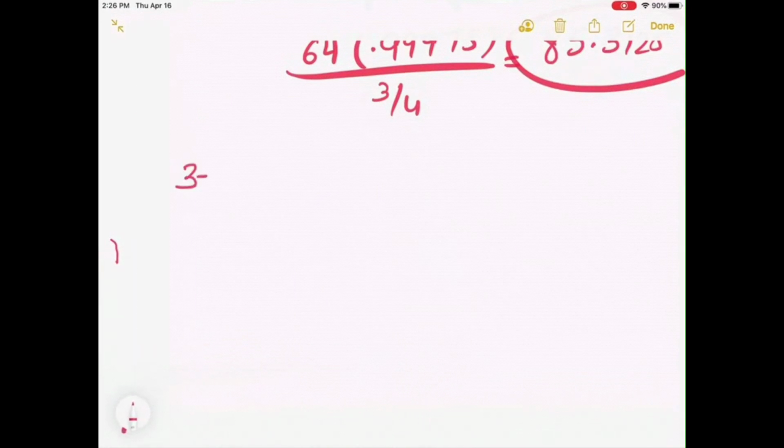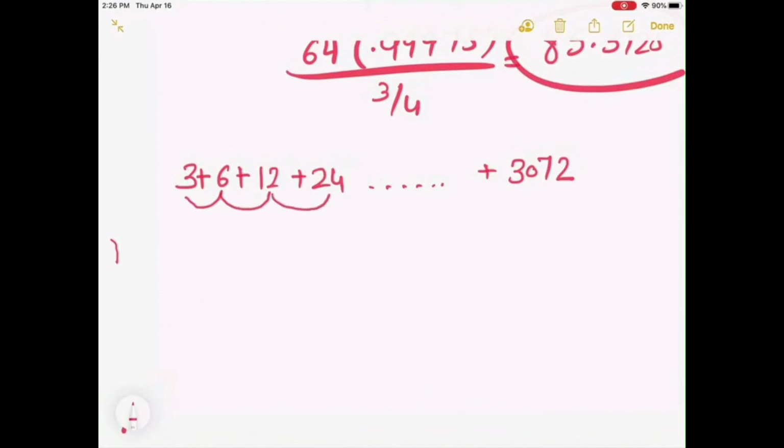So I have 3 plus 6 plus 12 plus 24 ... and plus 3072. This is what I have. Okay, first I need to check if it's geometric or not. So 3 times 2, 6. 6 times 2, 12. 12 times 2, 24. Yes, it's a geometric series.